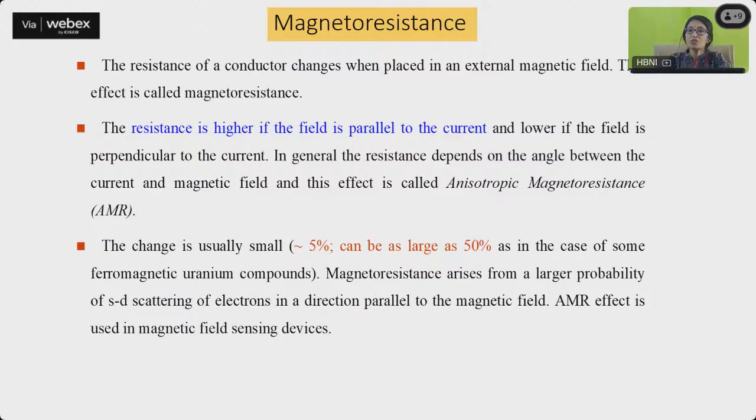So now that was magnetostriction. Now you have something which is known as magnetoresistance. What is this? As the name suggests, the resistance of a conductor will change when it is placed in an external magnetic field.